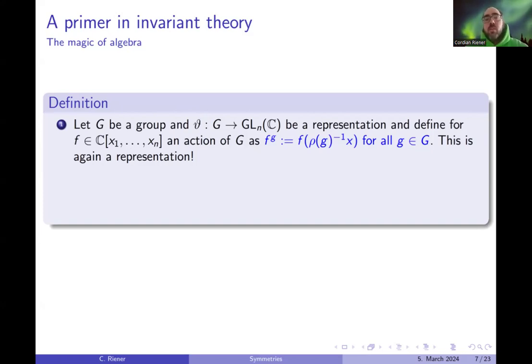Okay, so starting with this representation on my vector space C^n, I can define a new representation, a new action of my group on the polynomial ring, by just saying, I take the polynomial and let the linear group action act. This rho of g to the minus 1 is just a matrix, and I let this matrix act linearly on the variables. And I do this for all g in G.